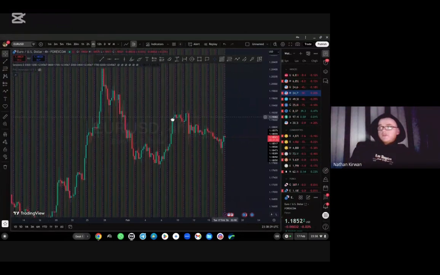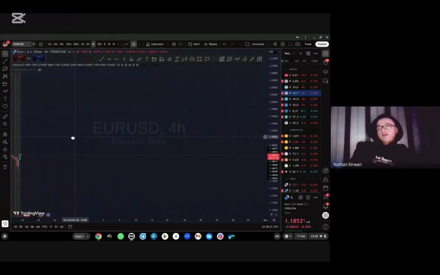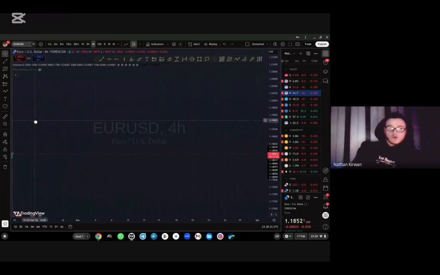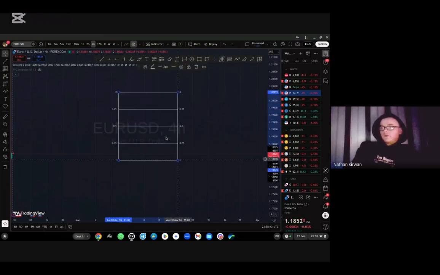So when we're looking at the Fibonacci, or equilibrium as it's called, the main reason we're looking at it is because of what I'm looking for when price is in a range.